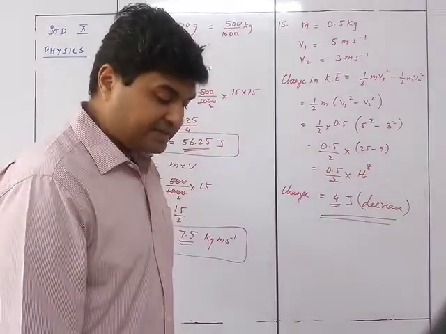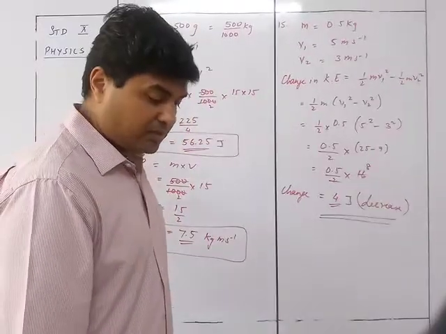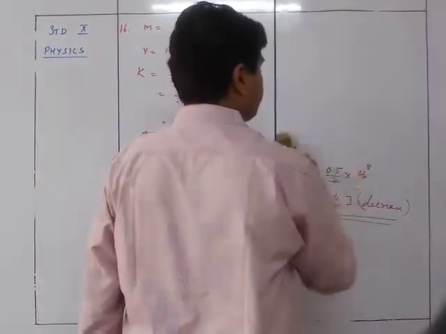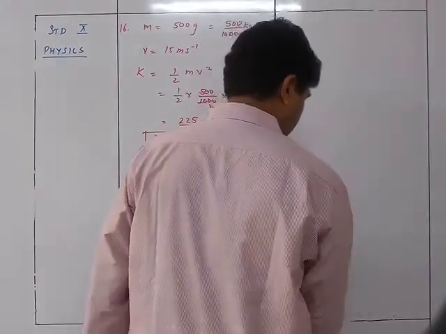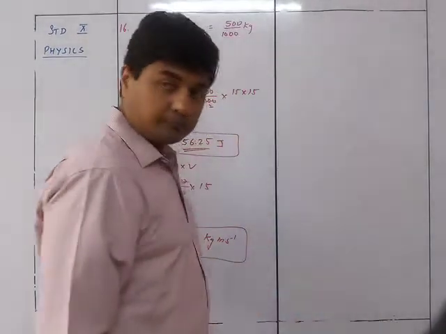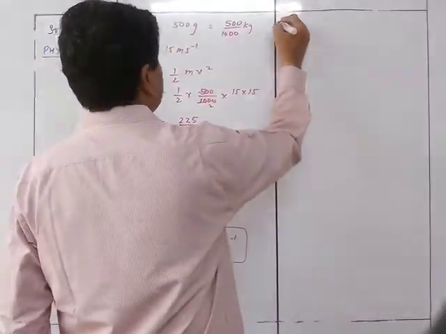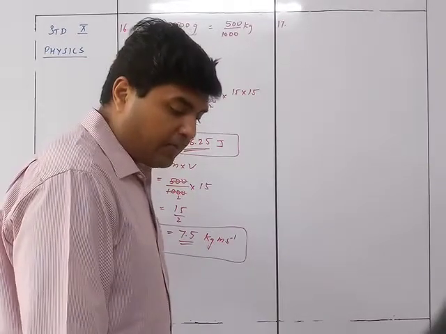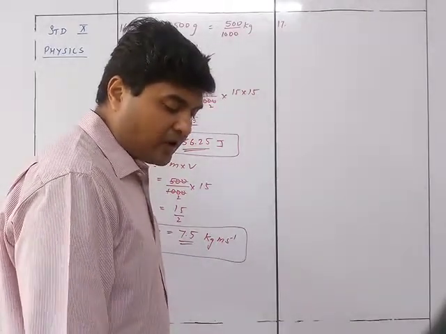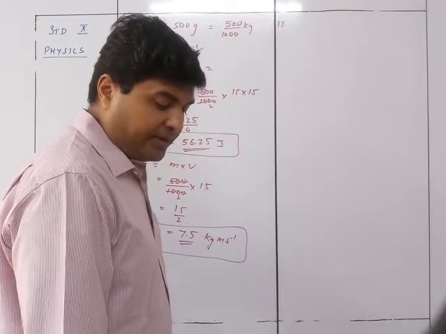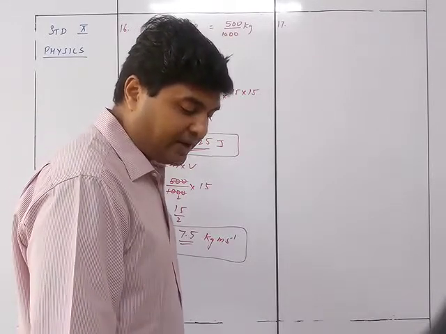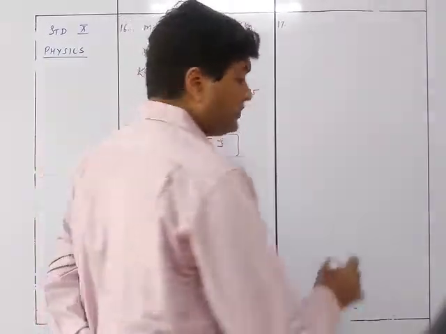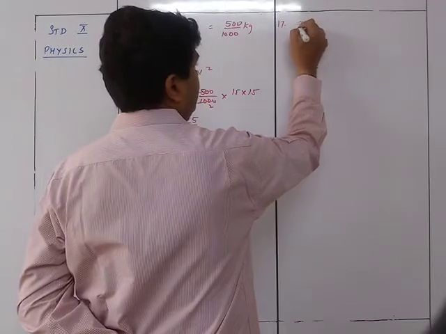That was sum number 16. We now move on to sum number 17. A body of mass 10 kg is moving with a velocity of 20 meter per second. If the mass of the body is doubled and its velocity is halved, find the initial kinetic energy and the final kinetic energy. So first thing is initial.